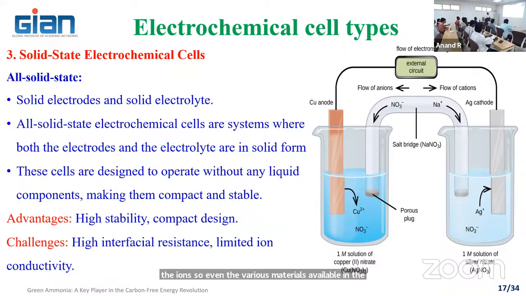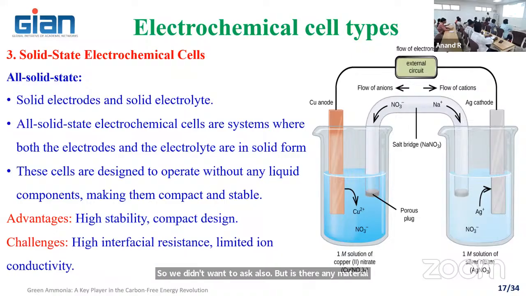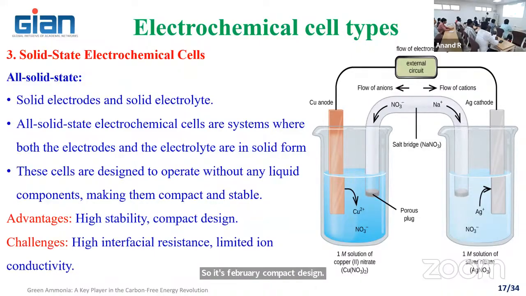We can use it because spending money, like on silver, involves cost also. But if any material is abundantly available and not being utilized, you convert it into a material which you fabricate in the required size as anode or cathode. Then you are able to reduce the cost of the plant. So the advantages: high stability, compact design. The limitations: high interfacial resistance, limited ion conductivity.